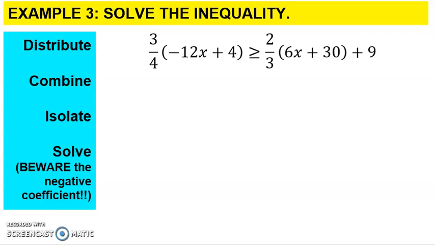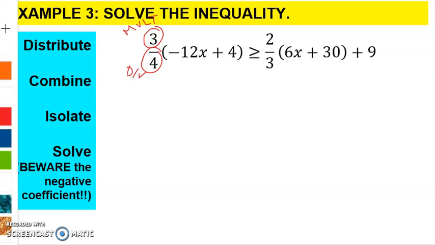Here we go. Don't be scared of the fractions. Okay, all fractions mean numerator is what you multiply by. The denominator is what you divide by. Okay, so 3/4 tells me multiply by 3 and divide by 4. That's what it's telling me. Okay, so same process. Here we go.